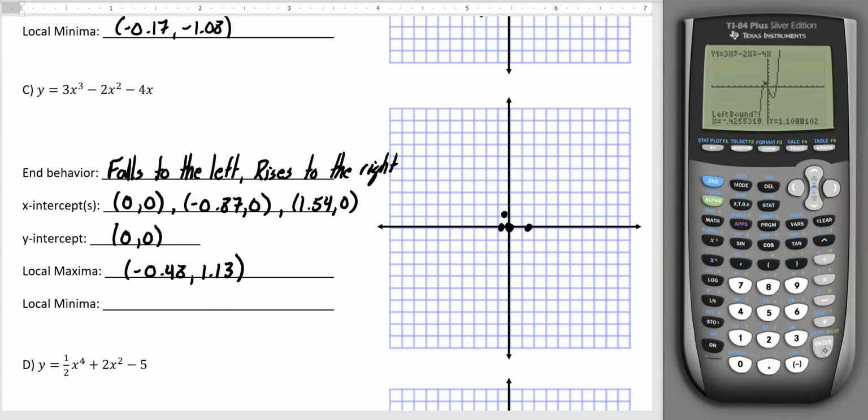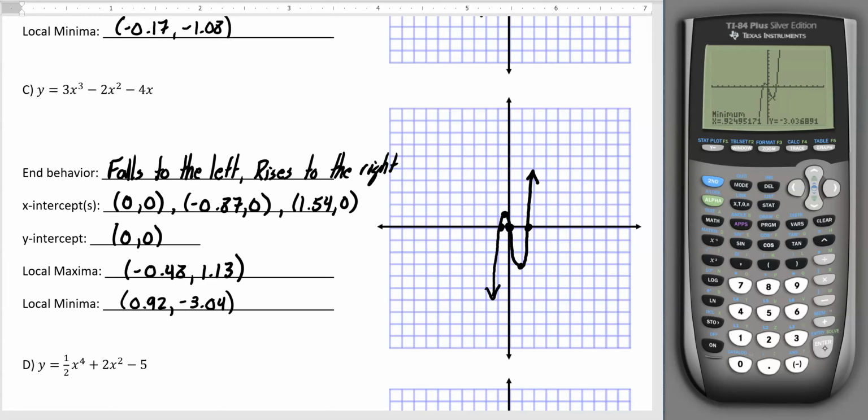Minimum, left, right, 0.92, comma, negative 3.04. So just a little less than negative 3. Right there. All right, and then from there, connect our dots. Again, we want smooth curves, remember? And there we go. There's the graph of this polynomial function.